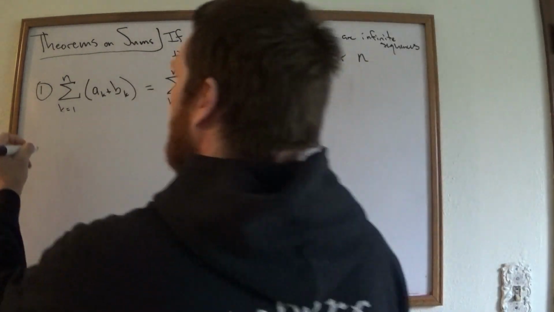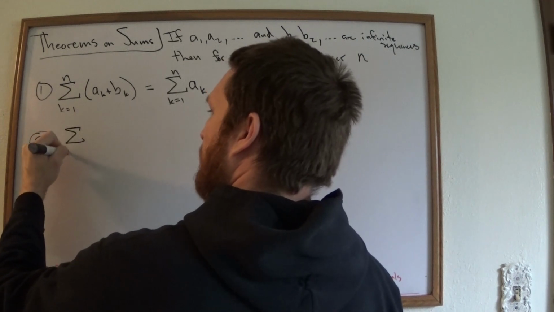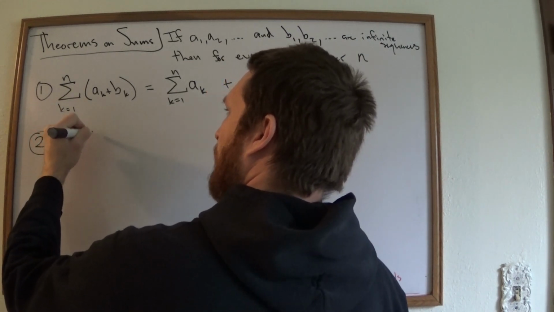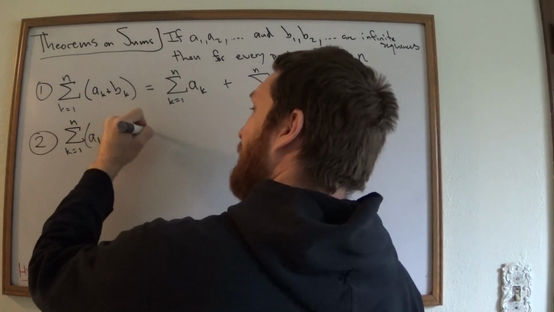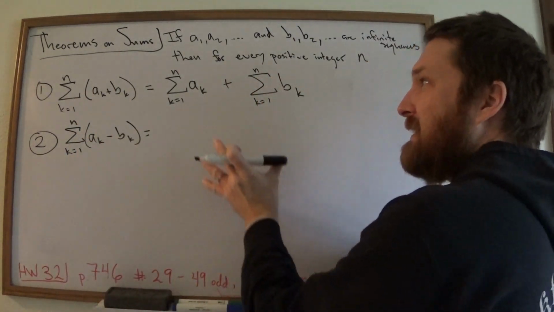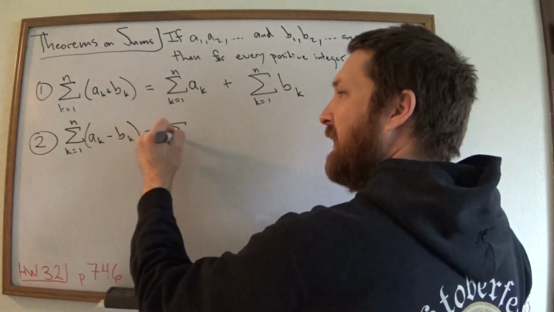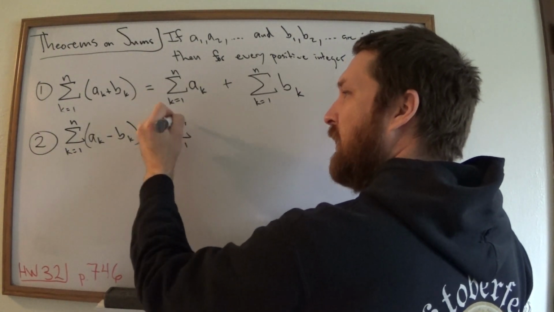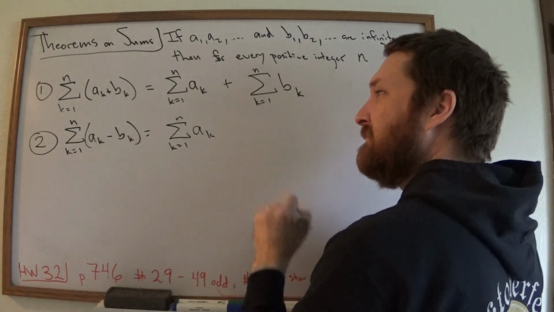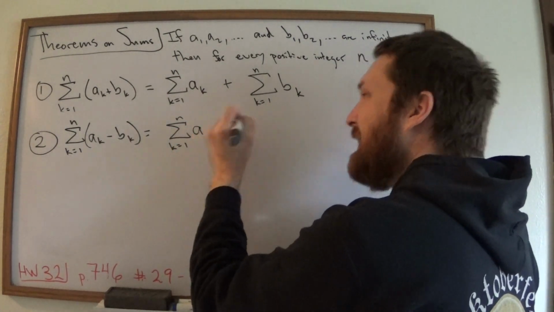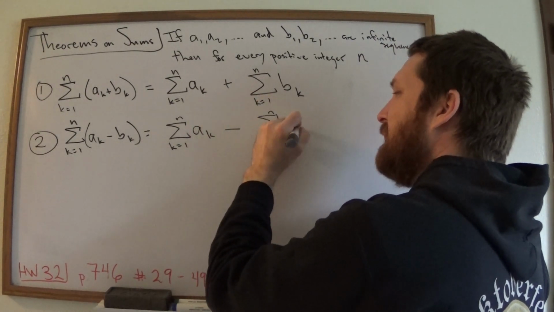Statement number 2 says that the sum as k goes from 1 to n of ak minus bk is equal to, take a guess. Guess what it's going to be. I'll give you a hint. It starts off like this: the sum as k equals 1 up to n of the aks, minus, yes, the sum as k goes from 1 up to n of the bks.